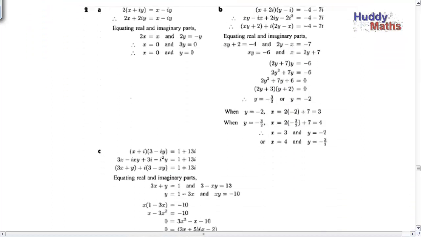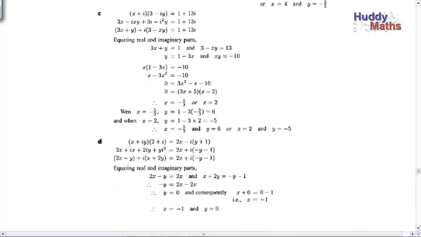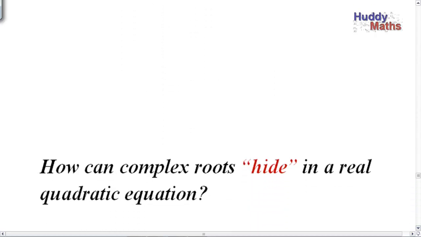Okay, A, B. So we'll look at C and D, and there's C and D. Okay, so a fair bit of work in some of these, and you've got to be careful as you go along. All right, last little bit now is talking about something very important.